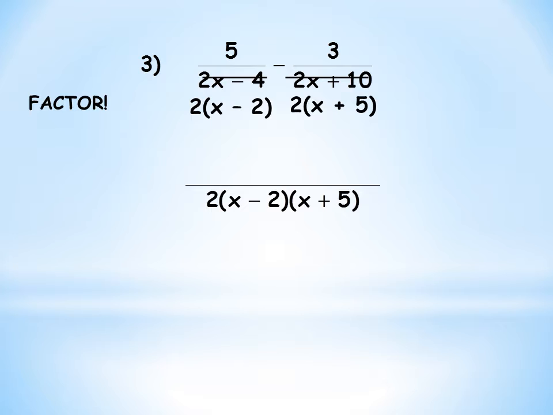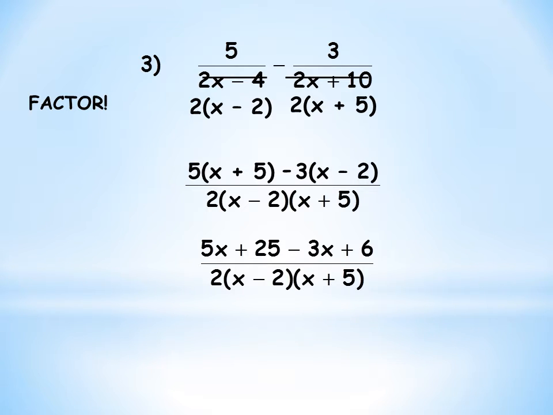From here, it's the same as what we did previously. You have to look at the first fraction and realize that you must multiply it by x plus 5, and you have to look at the second fraction and realize you have to multiply it by x minus 2. From here, you're going to distribute, combine like terms, and there is your answer.